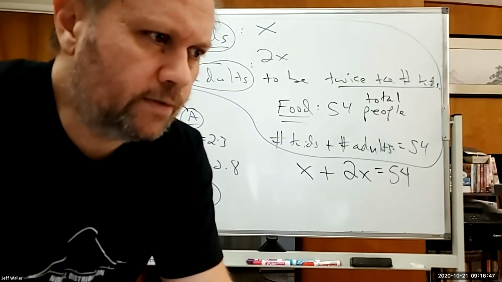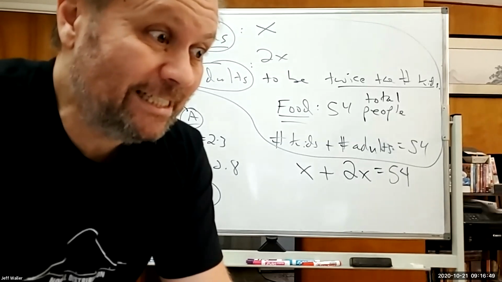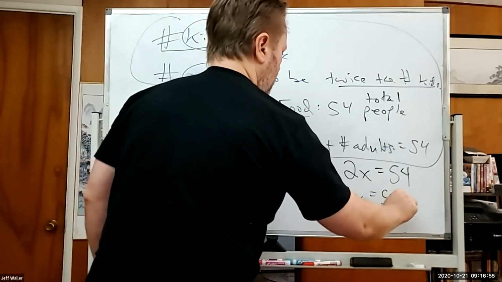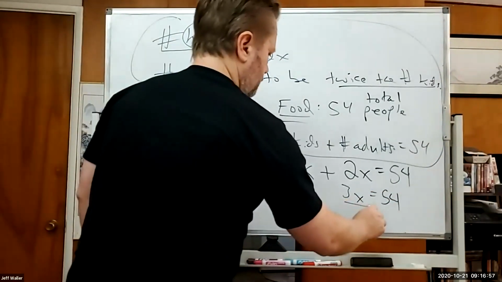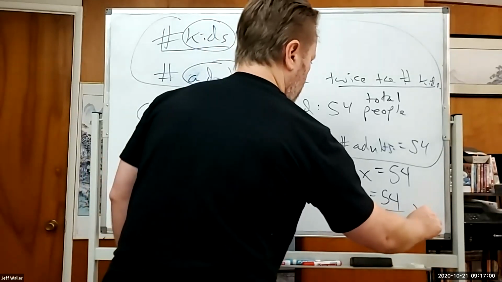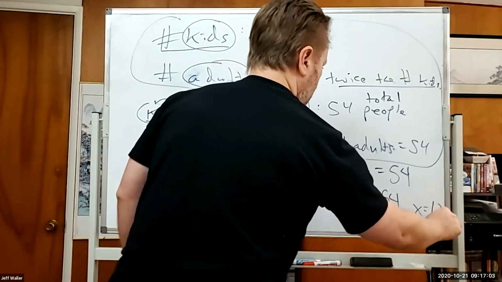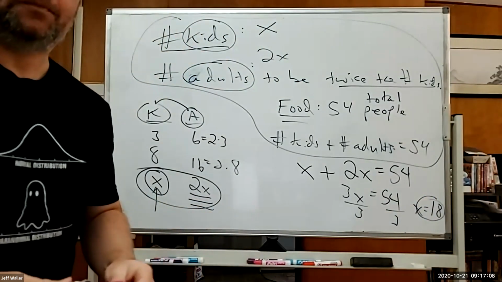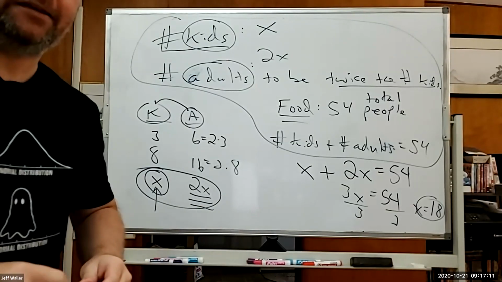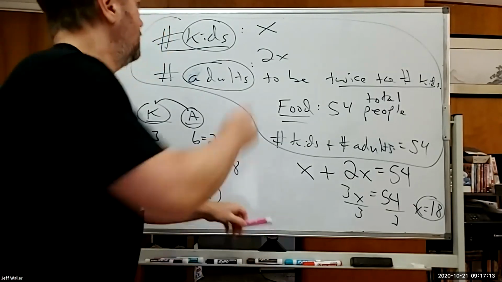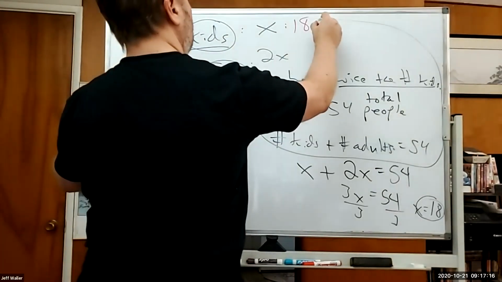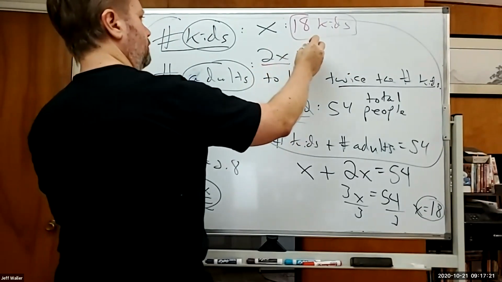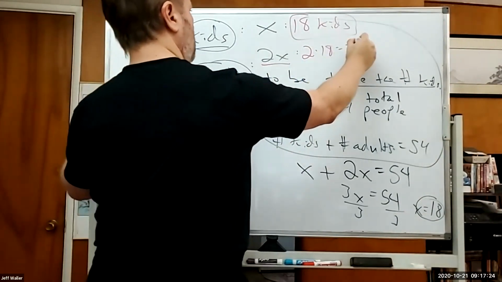How do I solve that equation now that I've got it? What's X plus 2X? 3X. It's crazy. And then how do I get X by itself? Divide both sides by 3. If you do that, you'll get 18. What does that 18 mean? 18 kids. Therefore, how many adults? 36. Good. 2 times 18, 36 adults.